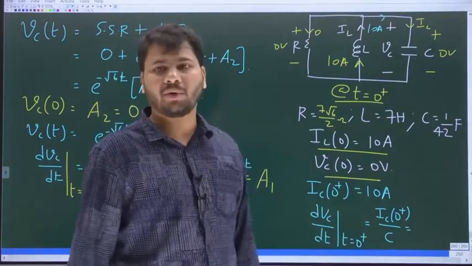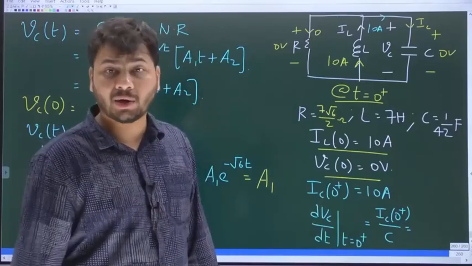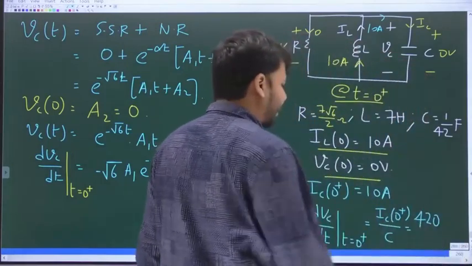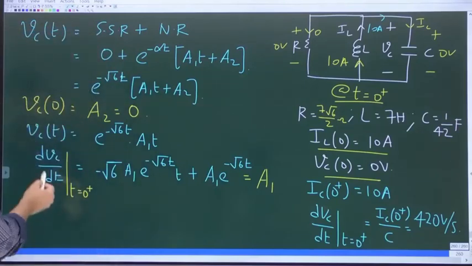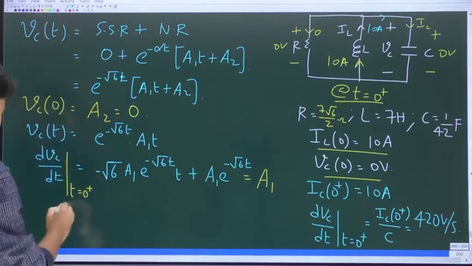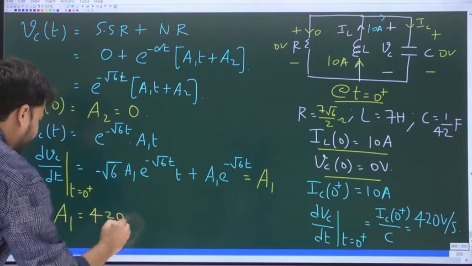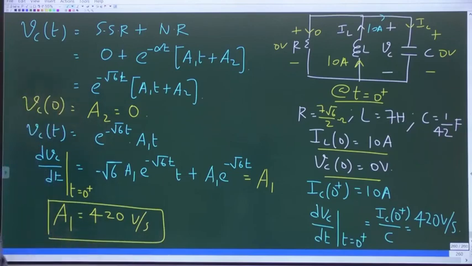So IC of 0 plus divided by C. C is 1 by 42. Is it not 10 divided by 1 by 42? 10 divided by 1 by 42 is 420. So dVc by dt is 420 volts per second. That's all. So dVc by dt at t equal to 0 plus is a1. So now we obtain the value of a1 as 420, of course, volts per second. a1 must be 420 volts per second.